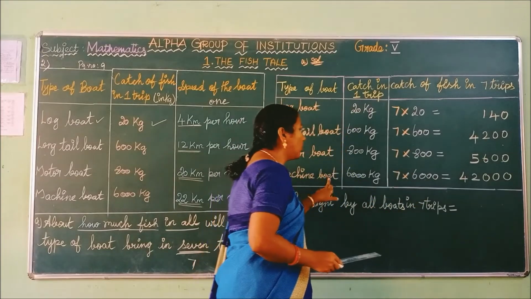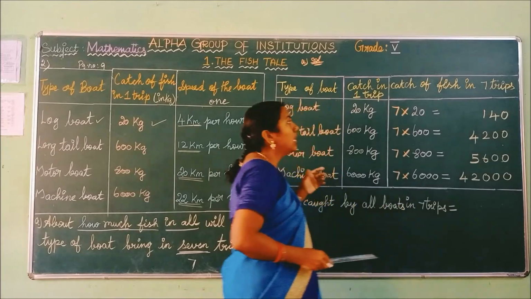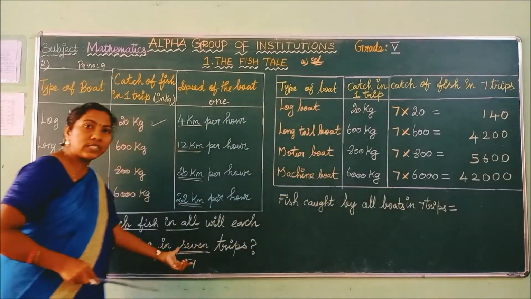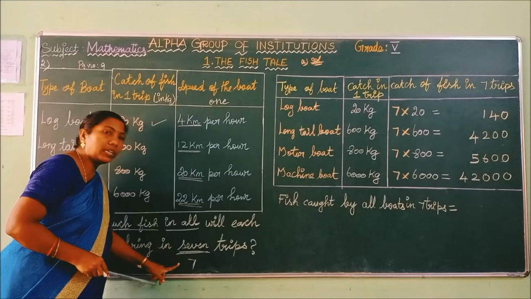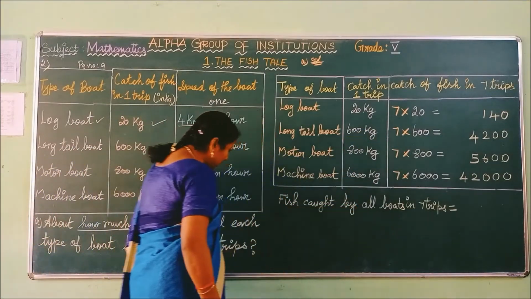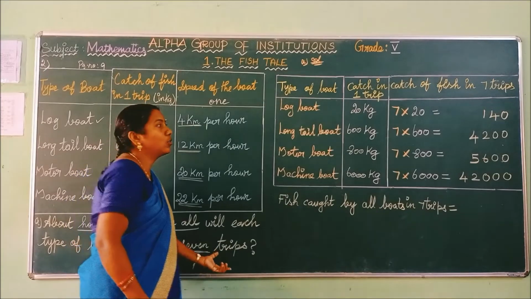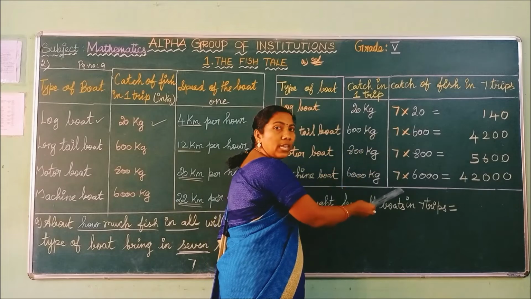Similarly, for a machine boat also, you have to multiply this value by 7. Suppose instead of 7, they are giving 5, then here you have to multiply all these values by 5. It means 5 trips. Here in this question we have 7 trips. So here we are multiplying each value by 7.